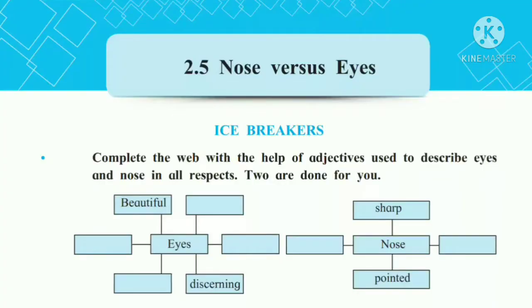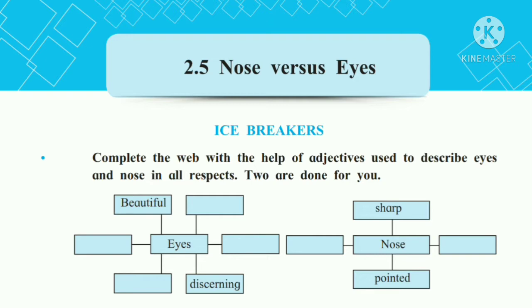Dear students, let's start activity 1 in icebreakers. See, complete the web with the help of adjectives used to describe eyes and nose in all respects. Two are done for you. Students, you know that we have five senses: eyes, nose, skin, tongue, ear. This can be considered as our senses.